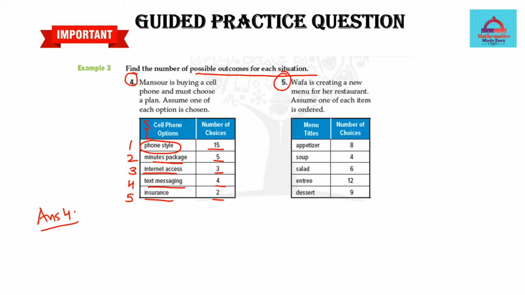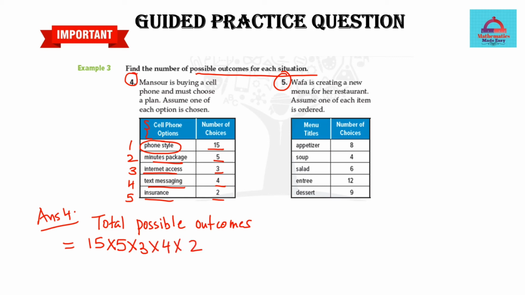We need to find the total possible outcomes. So let's use the fundamental counting principle, and the total possible outcomes for the total situation are going to be evaluated by multiplying all these choices. So we are going to multiply 15 with 5 with 3 with 4 with 2. You can multiply all of this and that would give you your answer.